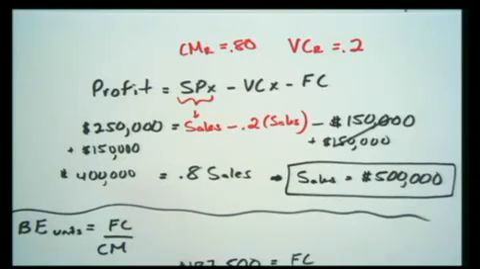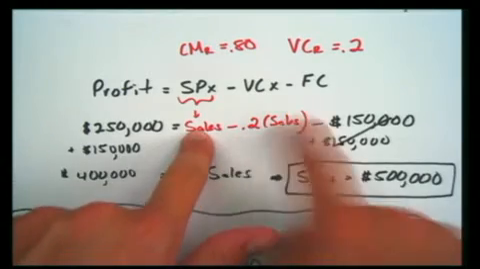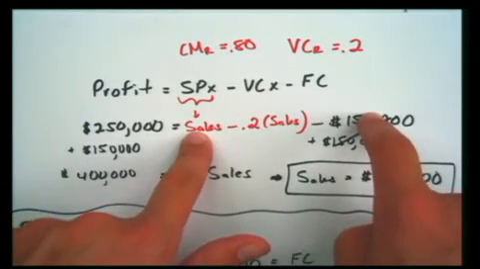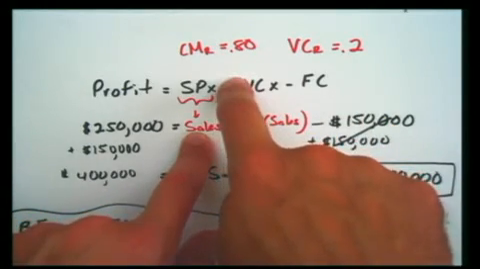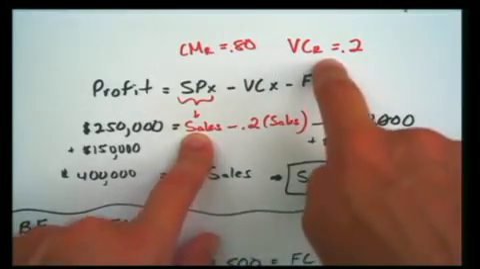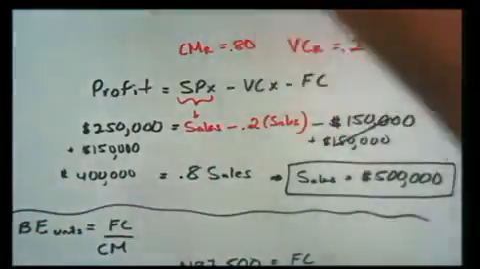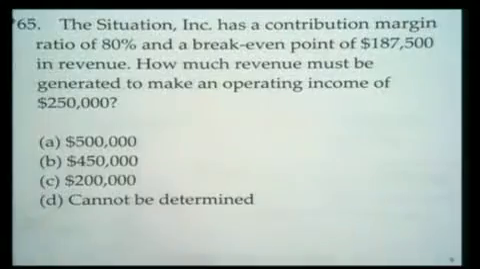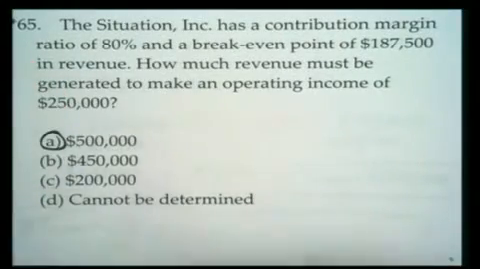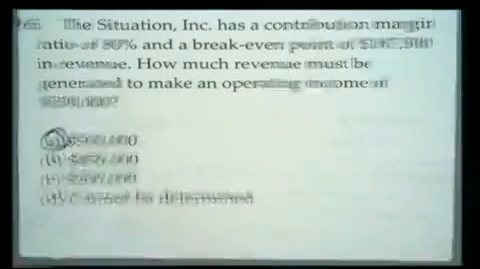It tells you the percent of the selling price that the contribution margin is. In other words, it expresses the contribution margin as a percent of the selling price, okay? So we'd say, okay, it must be sales minus 20% of sales minus the 150, right? Because, of course, if the contribution margin is 80%, the variable cost must be the other 20%. And then algebraically we solve, and we get the sales have to have been $500,000 for all that stuff to work, okay?